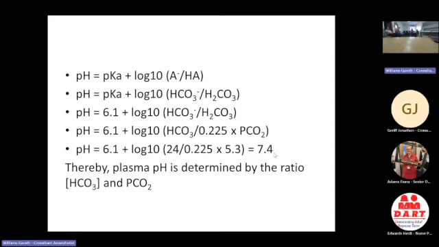So what you can determine from this is that the two major determinants of pH in this system are bicarbonate concentration and PCO2. That's what's driving this. And the hydrogen ion concentration is secondary to those two elements. Does that make sense?